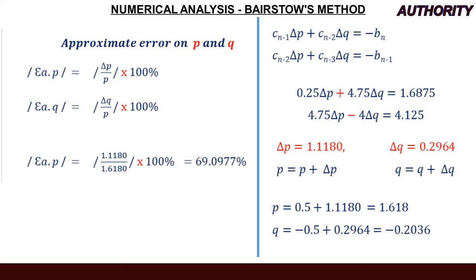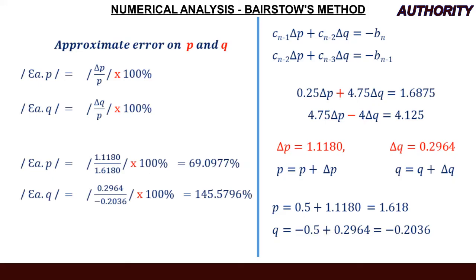Approximate error on Q. The absolute value of delta Q all over Q times 100. And then here we have 0.2964 all over minus 0.2036 multiplied by 100, which is equal to 145.5796%. You see that this is very high. So we have performed the first iteration. Let's go to the second iteration.